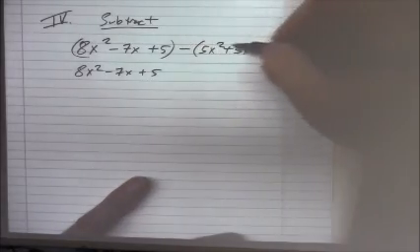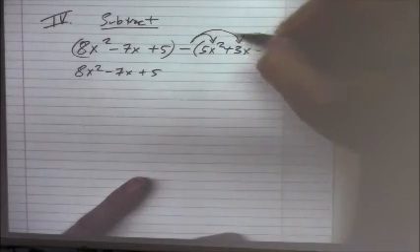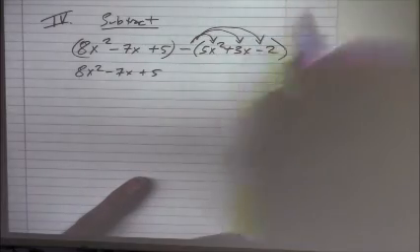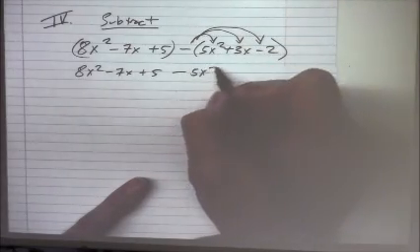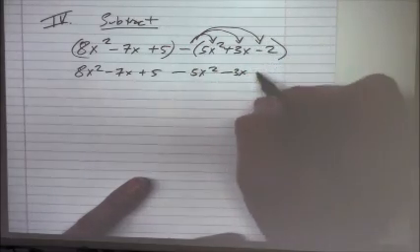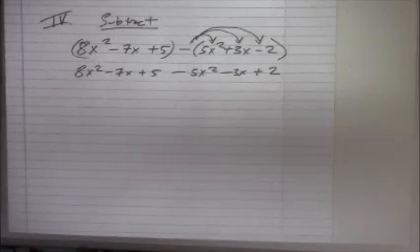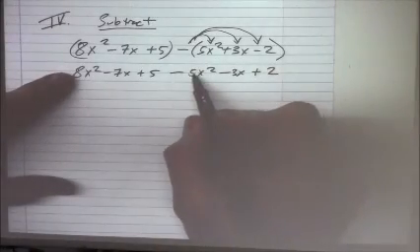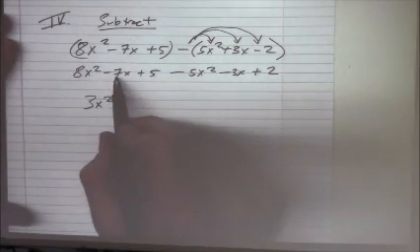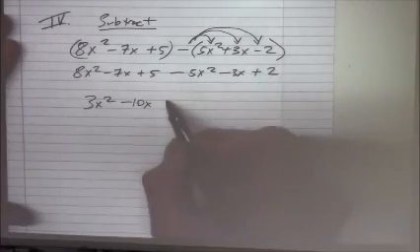So what I recommend to do whenever you're in this situation is to multiply that negative into each one of these things, which means you'll change each of the signs. This becomes negative 5x squared, and a negative times that is negative 3x, and a negative times that is a positive 2. Now you can combine like terms. So now we have 8x squared, and take away 5x squared gives us 3x squared. Negative 7x, take away 3x is negative 10x, and 5 plus 2 is 7.